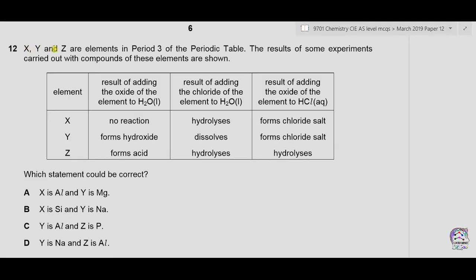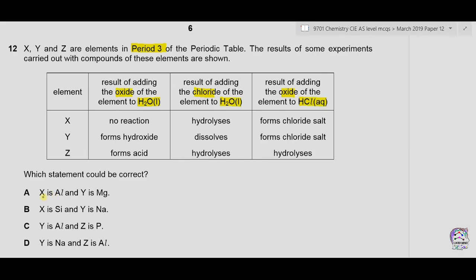Question number 12. X, Y and Z are elements in period 3 of the periodic table. The results of some experiments carried out with compounds of these elements are shown in this table. So we have X. First is the result of adding oxide to water. Second is adding chloride to water. Third is the result of adding oxide to HCl. Which statement could be correct?